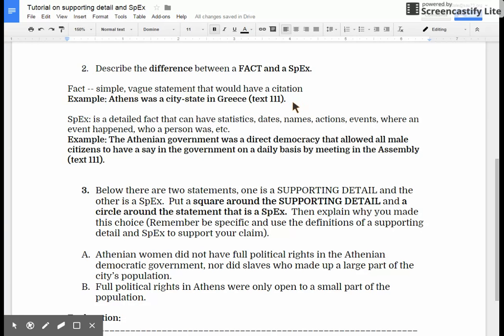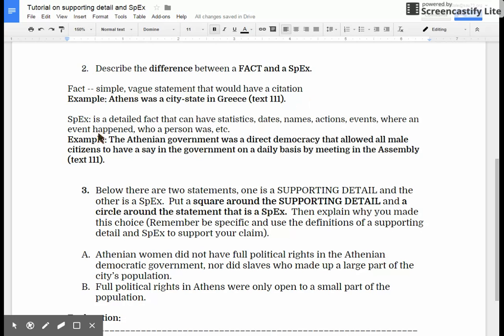The problem is, as the reader, the reason why in social studies we wouldn't want this as a fact for an essay is because it's way too vague. The question that I would ask is, what is a city-state? What's so important about Athens? Why aren't we talking about other city-states? What did Athens have that makes it a city-state that I care about? So the problem with just saying fact is that this is too vague, too simple. It lacks a specific detail.